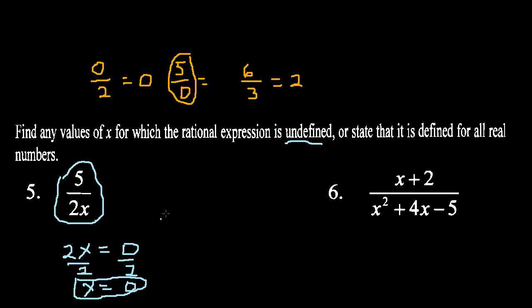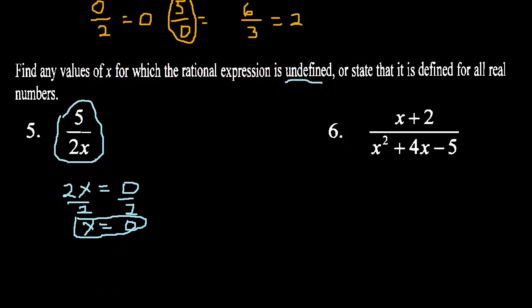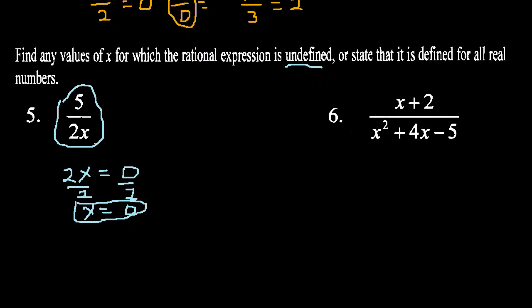is the value for x which makes that expression undefined. Moving over to this next problem, we have a trinomial in the denominator. It's x squared plus 4x minus 5. So if that is equal to 0, then this expression will be undefined. So if x squared plus 4x minus 5 equals 0, then we'll have an undefined expression here.